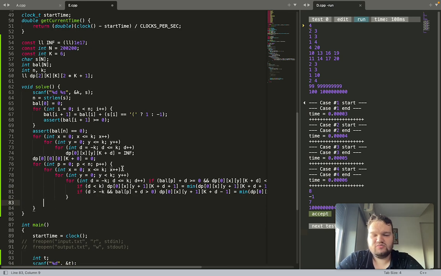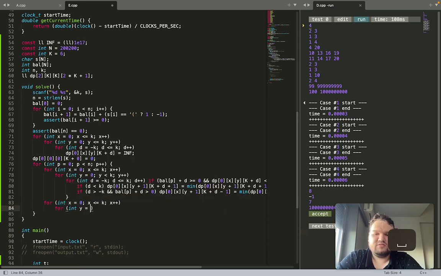Okay, now the transitions that actually do something with the next bracket from the string. Since I have to store only 2 layers of dynamic, I need to fill everything on the next layer with infinities.